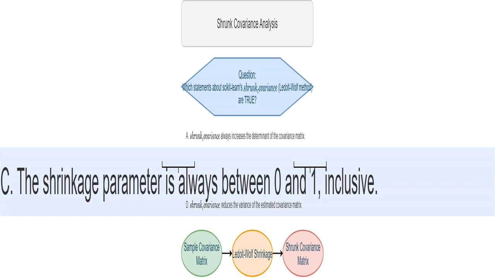The shrinkage parameter controls how much sharpening happens. A value of 0 means no sharpening. I just use the original blurry photo. A value of 1 means maximum sharpening. I use a completely sharpened, but potentially unrealistic, picture. The Ledoit-Wolf method always picks a value between these two extremes.